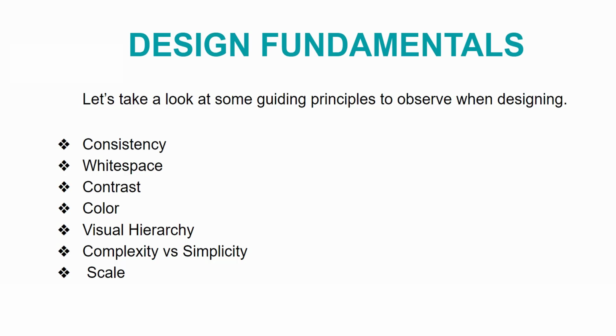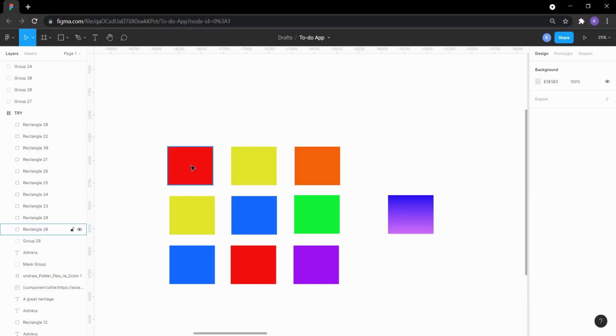We also have secondary colors, which are a combination of the primary colors, and then we have tertiary colors too, a combination of the secondary colors. So let's take a look at something I did in Figma. These are the primary colors: red, yellow, and blue.